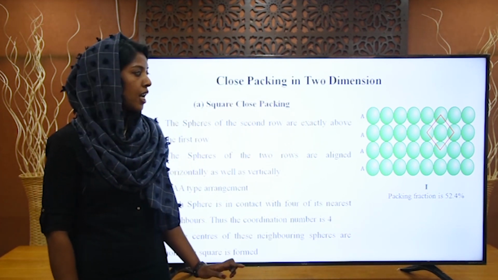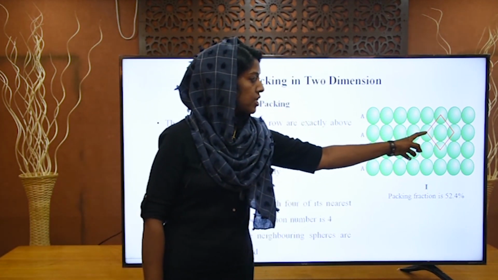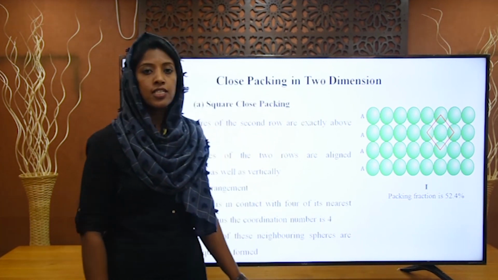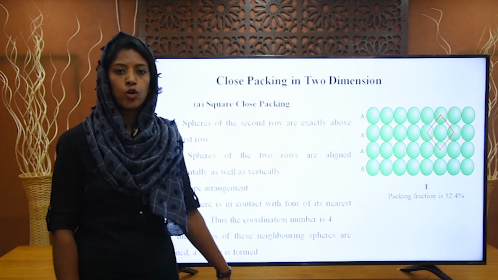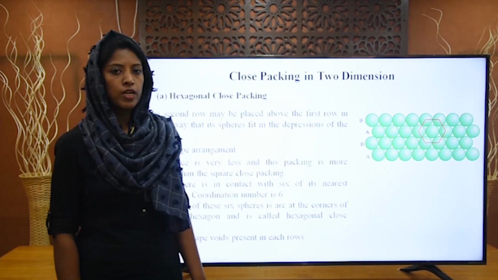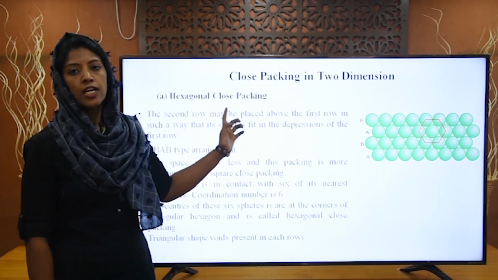If we draw a line by connecting the centers of each sphere, it will form a square. That is why this packing is known as square close packing. And the packing density is very low. The second one is hexagonal close packing.